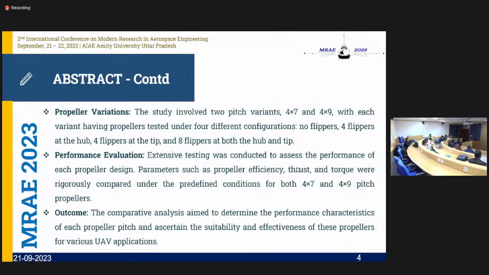For the propeller variation, the study involved two pitch variants, that is 4x7 and 4x9, with each variant having propellers tested under 4 different configurations. So we have a condition of no flippers, 4 flippers at the hub.